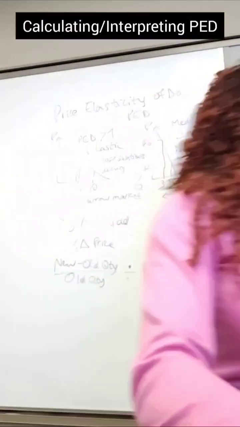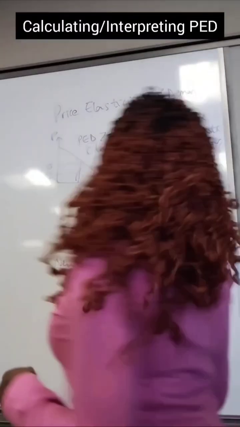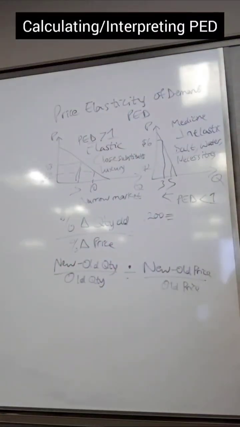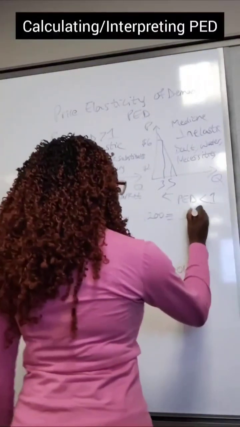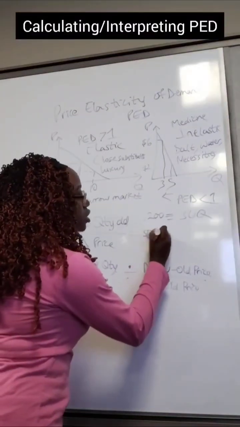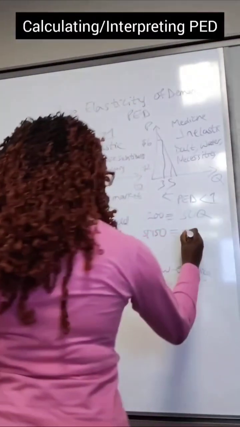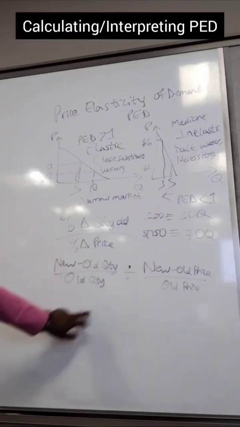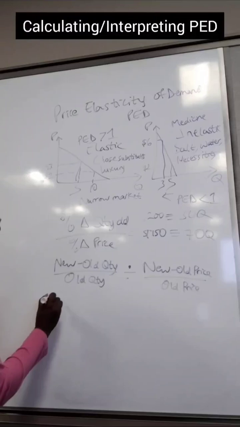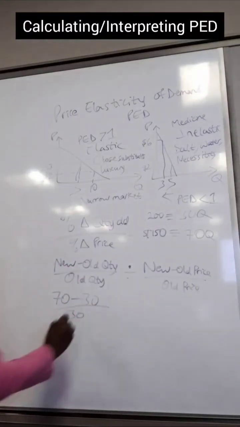So now let's take a quick example. Assuming that initially the price of a good was $200, and at $200 you had 30 units of the good being demanded, okay? 30 units. And now the price falls to $150. So let's say they're doing a promotion or a sale, the price falls to $150, and at $150 you have 70 units of the good being demanded. So now let's take this example. What is the new quantity? The new quantity is 70, right? So 70, what is the old quantity? 30, divided by the old quantity, okay?